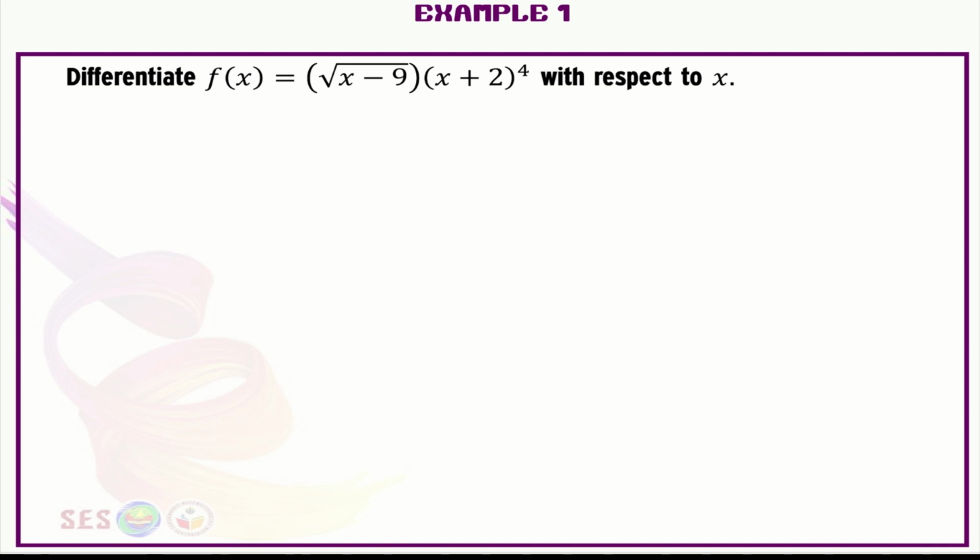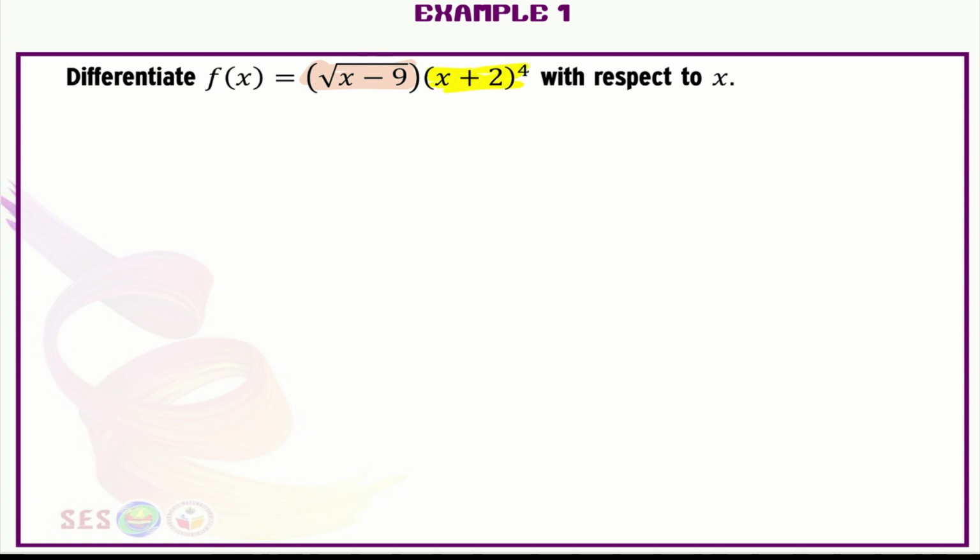Suppose you have tried your best in answering example 1 on your own first, let us now check the answer. So this is actually a past year's question about differentiation. We have f(x) equals the square root of x minus 9, times (x plus 2) to the power of 4. When we analyze the function, this is the first function, where we have (x minus 9) to the power of 1 over 2, and this is the second function, (x plus 2) to the power of 4.